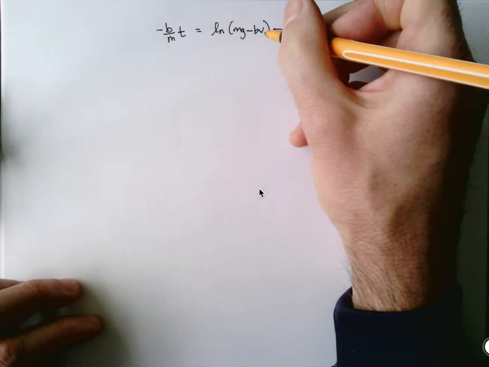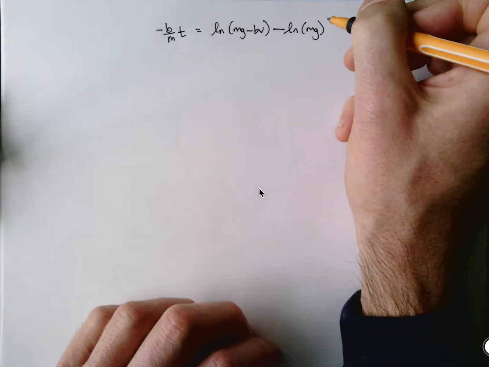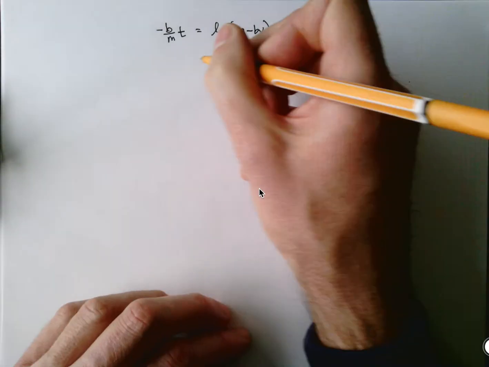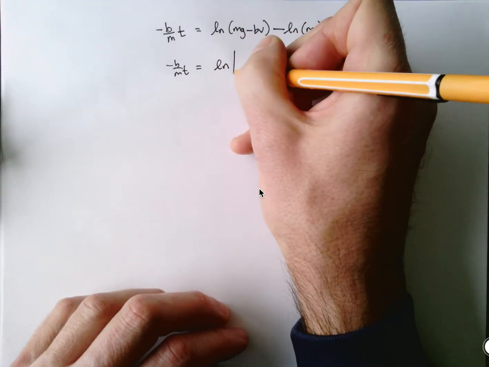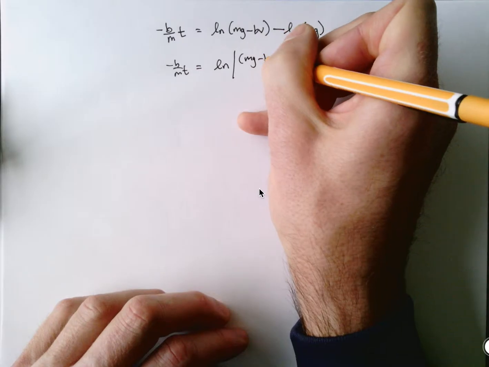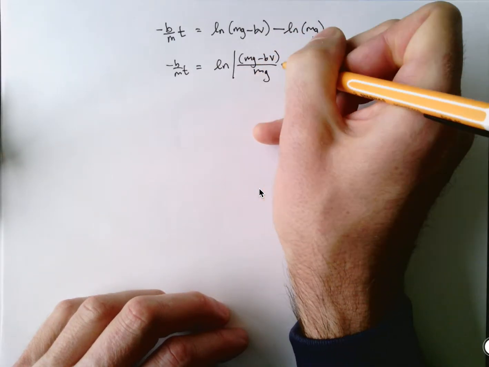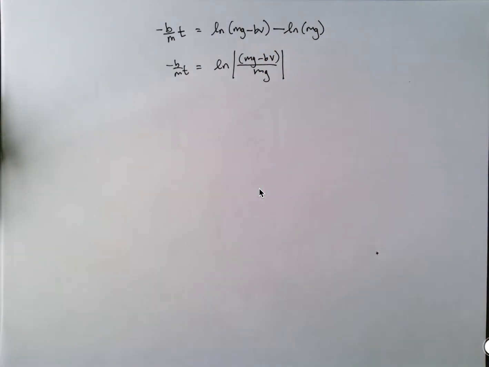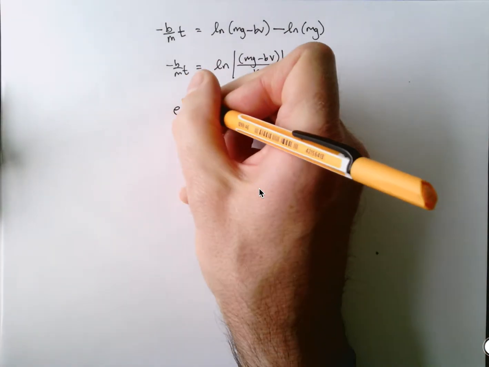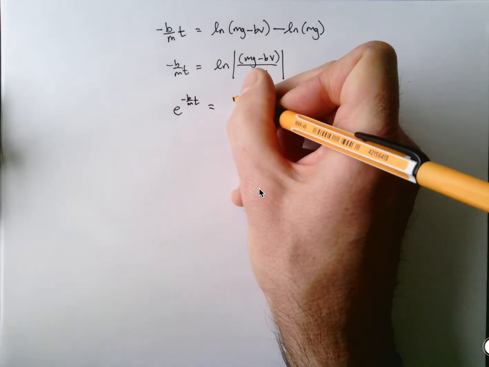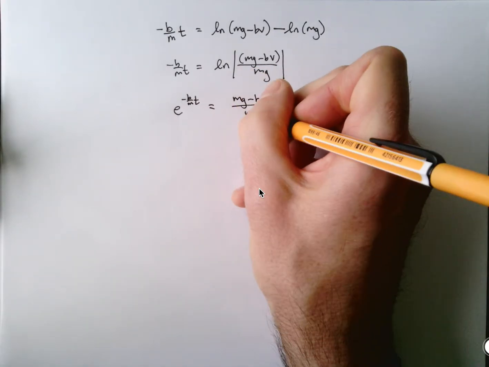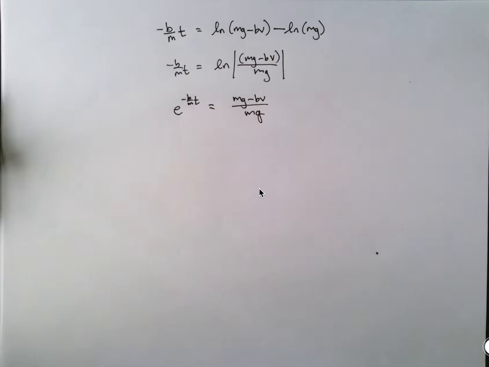When I put in 0 for v, for the other limit of integration, the bv disappears. Now this can be rewritten by the rules of natural logs as a division, mg minus bv over mg. You can write it that way. Now, to get rid of the natural log, we have to raise e to the power of both sides. That's going to give us e to the negative b over m t on the left side, and mg minus bv over mg on the right side.